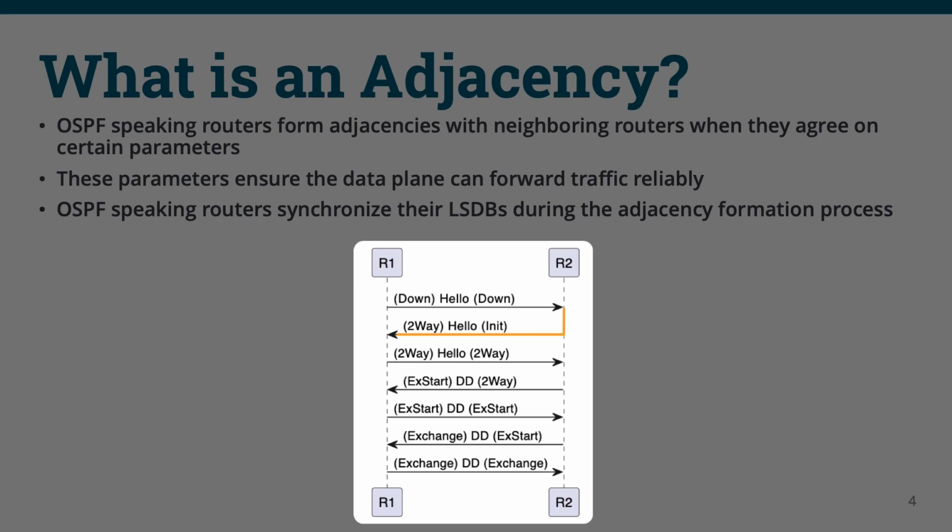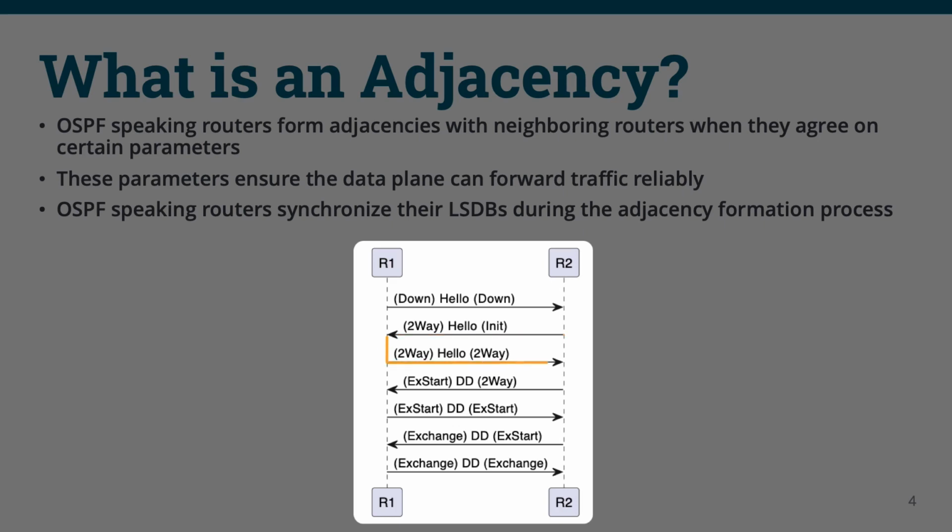When R1 receives R2's hello packet and sees its own IP address in the list of neighbors, and presumably the four properties still match, it knows that two-way communication is established. R1 will show R2 as a neighbor and will be in the two-way state. R1 will also add R2's interface IP address to its own list of neighbors in future hello packets.